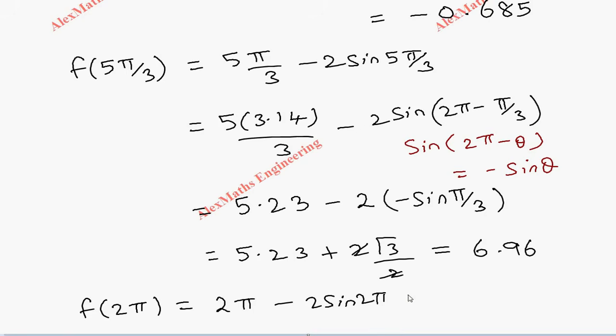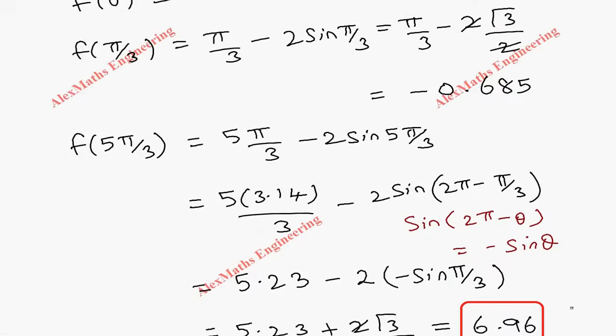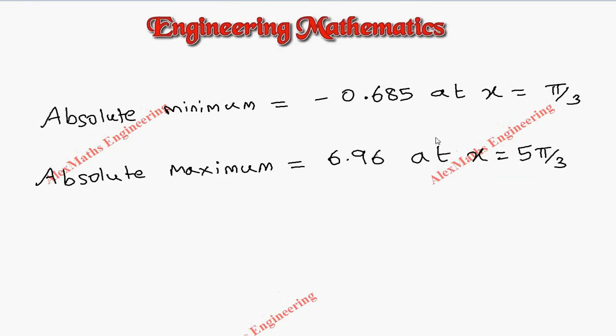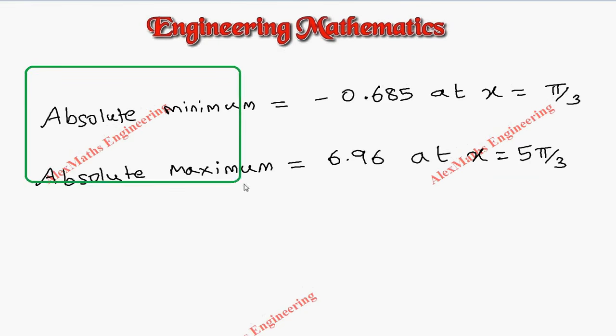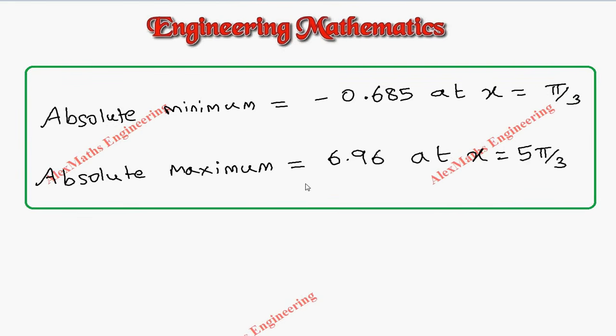Sin 2 pi is 0, so we are left with only 2 pi. 2 into 3.14, after multiplying by 2, we get 6.28. From this, you can see the maximum value is 6.96 and the minimum value is minus 0.685. So we conclude absolute minimum equal to minus 0.685 at x equal to pi by 3 and absolute maximum equal to 6.96 at x equal to 5 pi by 3.